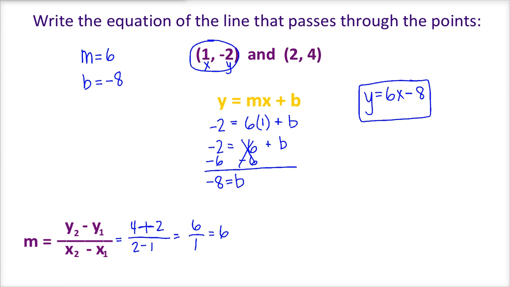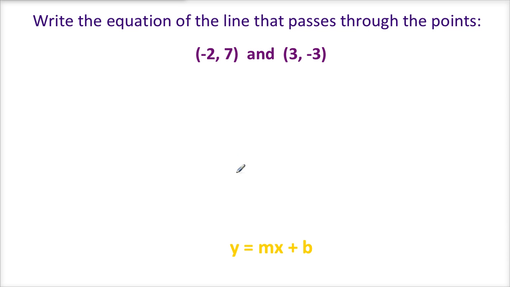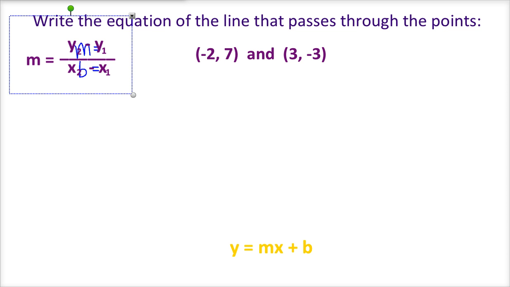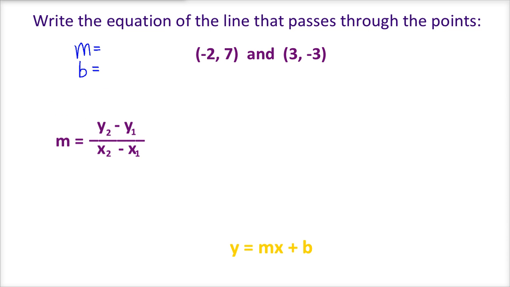Let's do one more example. Hang in there with me. So we want to write the equation of the line that passes through these 2 points, so we need to know the slope and we need to know the y-intercept. We'll start with the slope because we can figure that out with what we have. Remind yourself of the formula that we use and start labeling your points. So if this is point number 1, that means this coordinate is x1, y1. And if this is point 2, this is x2, y2.